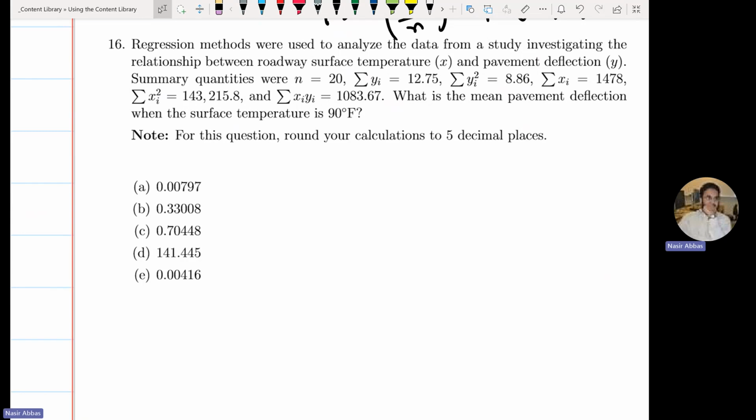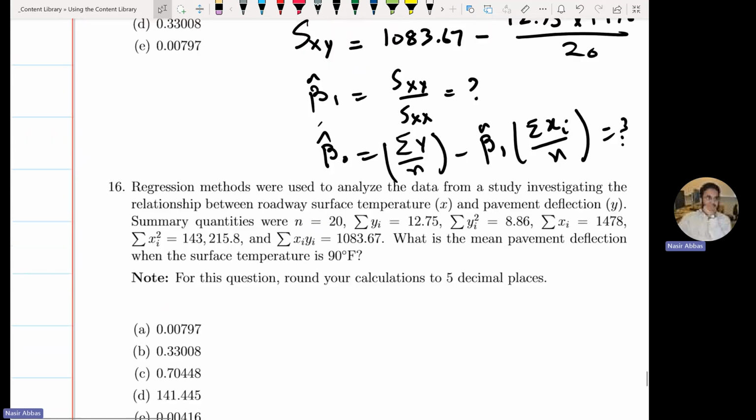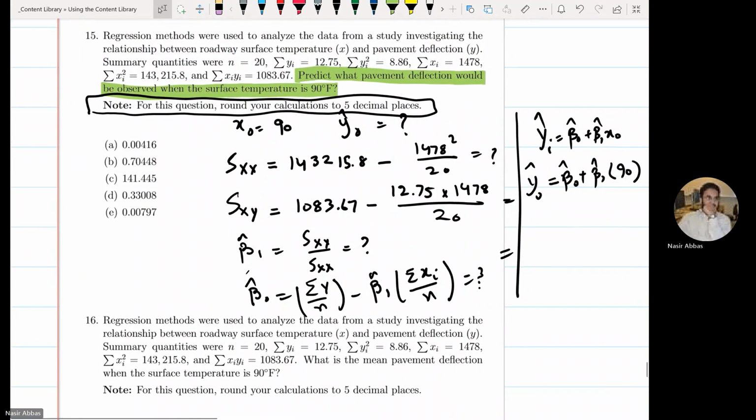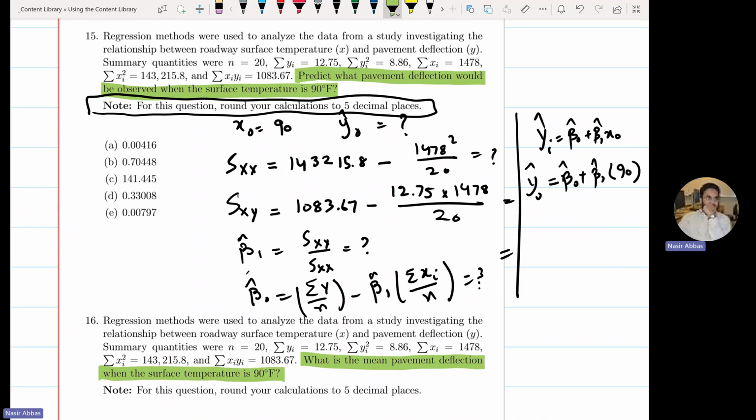This is the same question. But what is the difference between these? Very conceptual question. I want you to look at the two questions at the same time. The font size is not okay, but I want you to look at the two questions at the same time. I will highlight what is required in the second question also. The other part is all the same. The only difference is the green part in the two questions. The first one is asking about a single pavement deflection. And the second one is asking about the mean pavement deflection when the surface temperature is 90.